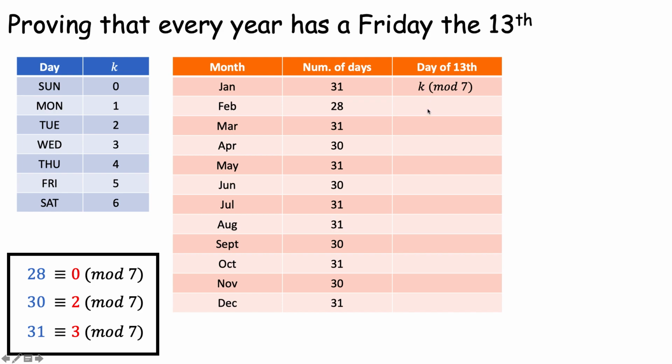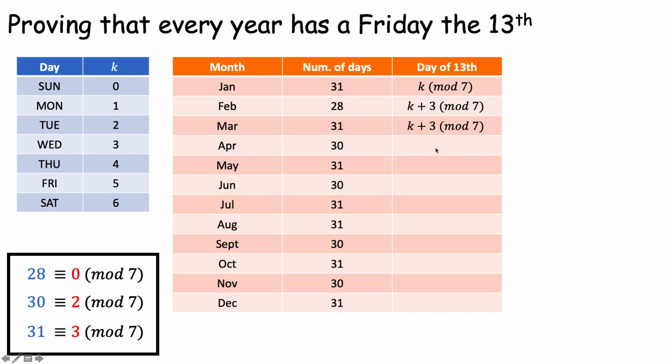So for February, from January to February, there were 31 days. That means 31 is again 3 mod 7. So now 3 will get added with this k. So we will get k plus 3 mod 7. From February to March, there are 28 days. 28 is 0 mod 7. So 0 will get added with this k plus 3 mod 7.